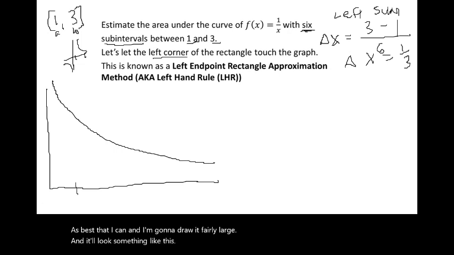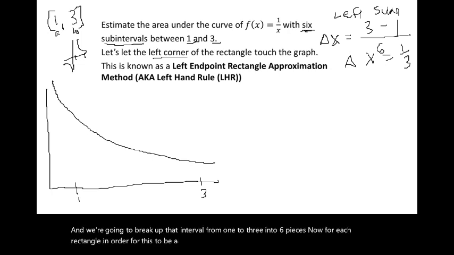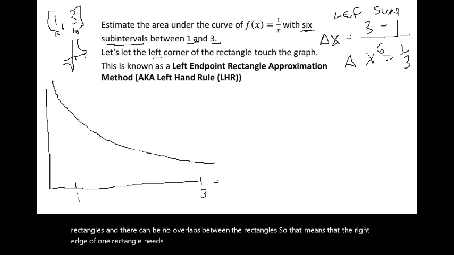And then we have the interval from 1 to 3. And we are going to break up that interval from 1 to 3 into 6 pieces. Now for each rectangle, in order for this to be a good approximation, there can be no gaps between the rectangles, and there can be no overlaps between the rectangles. So that means that the right edge of one rectangle needs to overlap with the left edge of the next rectangle. So each rectangle is actually going to share a side.